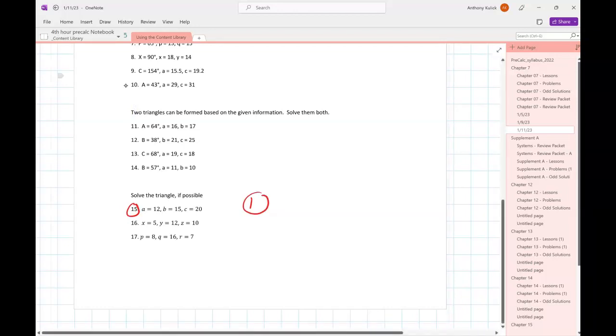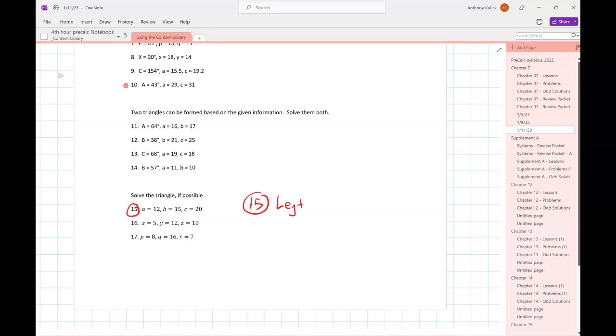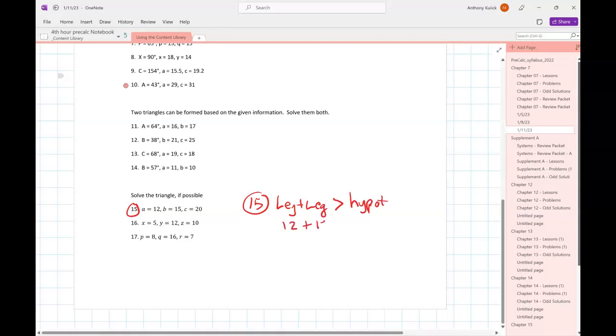So the first thing I need to do is check to see if this problem is even possible. Not every SSS situation results in a triangle. So my first check here is to make sure that the sum of the two legs is greater than the hypotenuse. My hypotenuse is the longest side, and 12 plus 15 is definitely bigger than 20, so I'm good there.